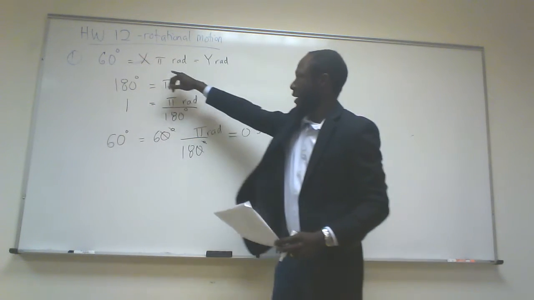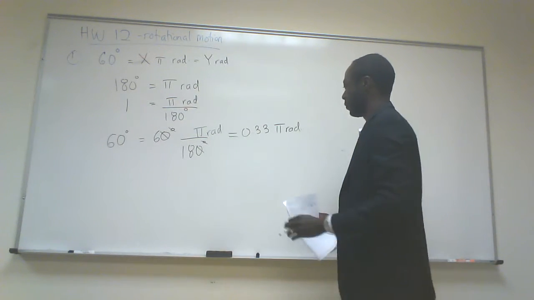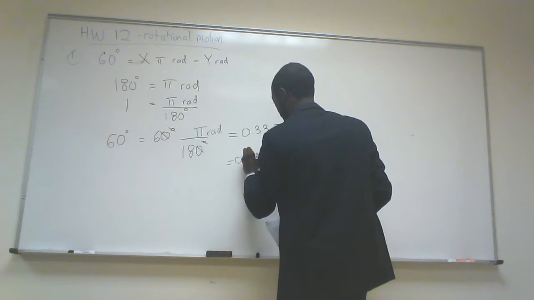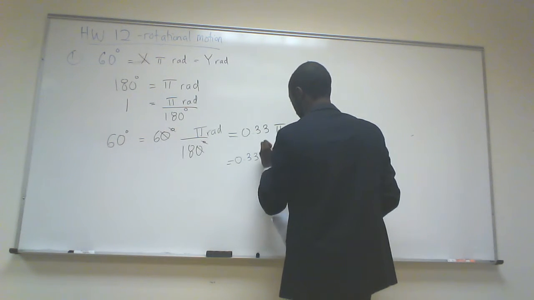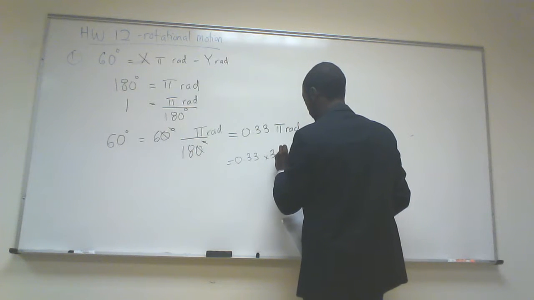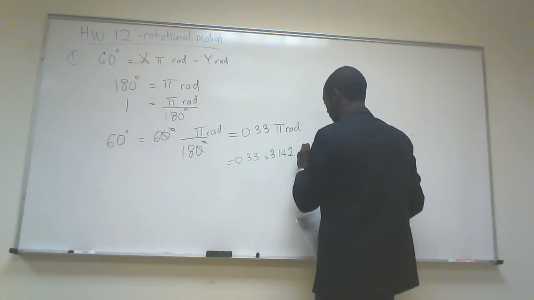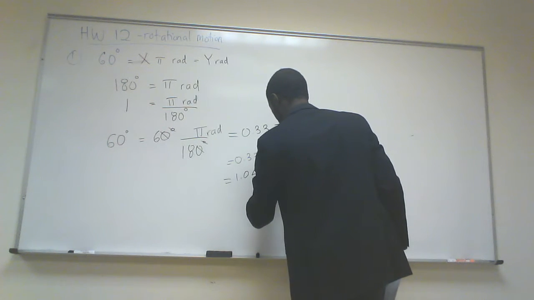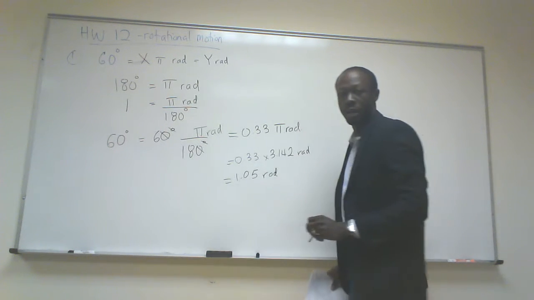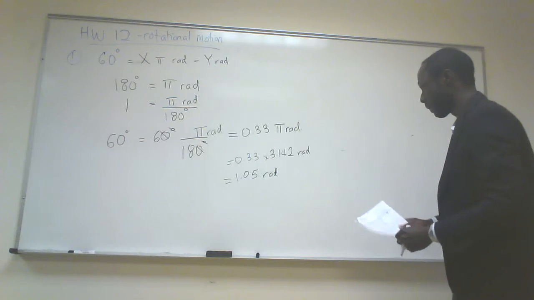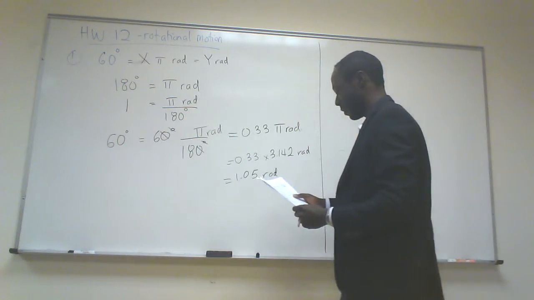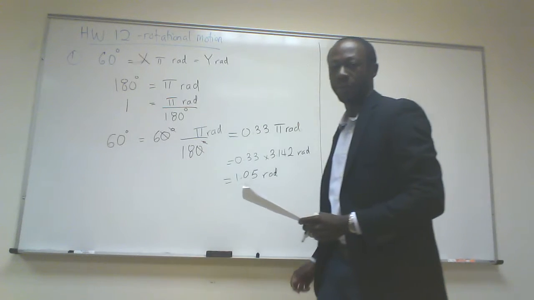So that gives us x, and then to convert this into radians without a pi, we just have to multiply 0.33 by 3.142, and that comes up to be 1.05 radians. We're given a couple of other angles, and we have to convert all of them using this method.